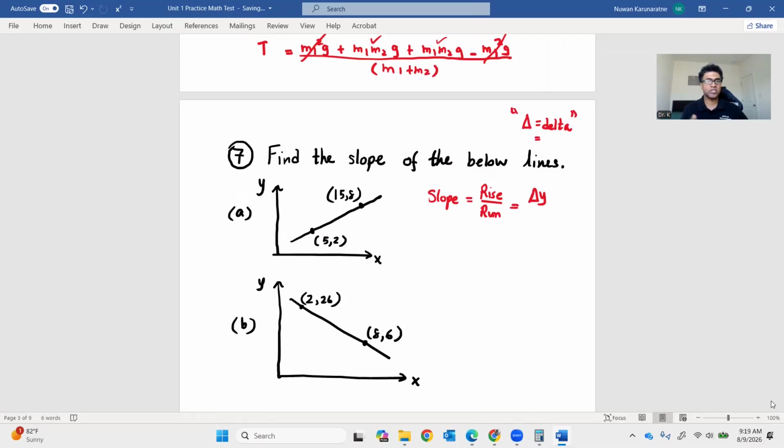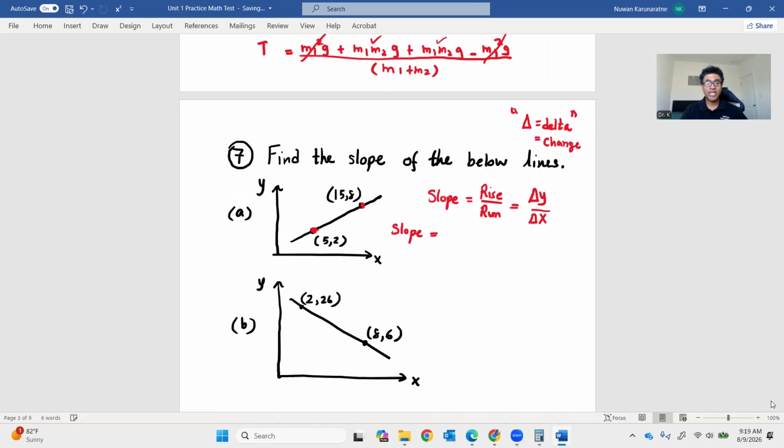Change in x, change in y, change in mass, change in time, change in speed. You will come across this delta an awful lot in this course. So that tells us there's a change. So keep that in mind. Okay, so then run is the horizontal change or delta x. Okay. So you are given two coordinates like x1 y1 and x2 y2. Find the slope.